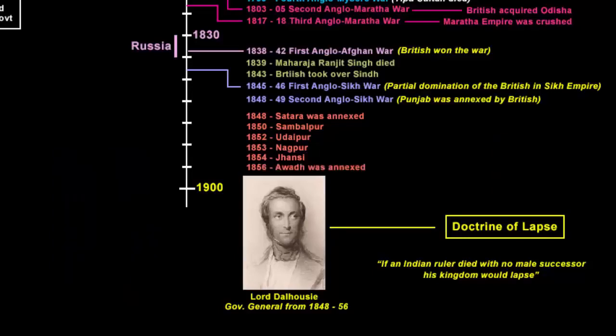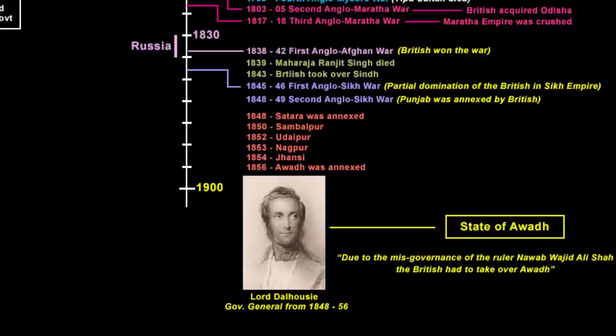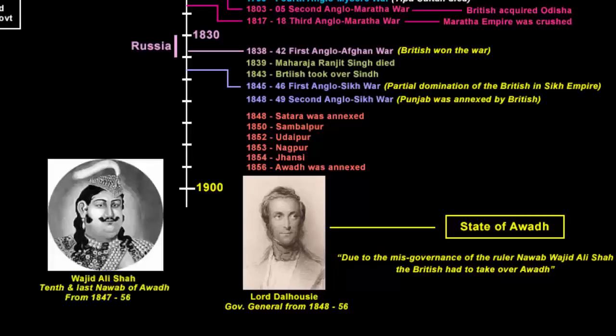And finally in 1856 the company took over the state of Awadh. Remember, Awadh was already an ally of the company, but in 1856 the British took over Awadh. Governor General Lord Dalhousie said it was due to the misgovernance of the ruler Nawab Wajid Ali Shah, as he was not ruling properly. So to free the people from the misgovernment of the Nawab, the British had to take over the state. Wajid Ali Shah was the 10th and the last Nawab of Awadh. He held the position for 9 years. The British humiliated the Nawab and he was removed and sent to Kolkata on a pension.